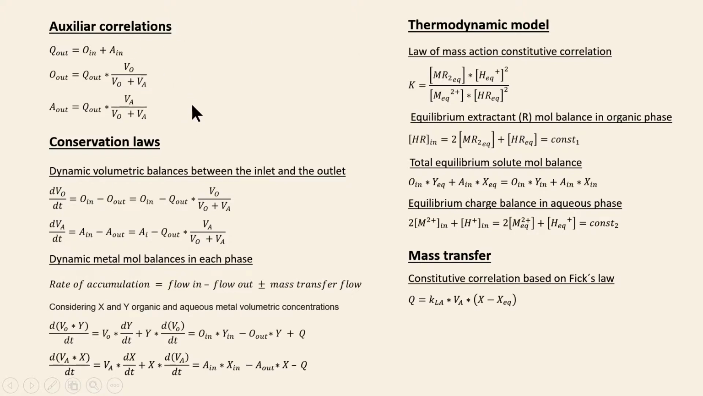These three auxiliary correlations determine outlet flow rates. Volumes are calculated applying volumetric balance between the inlet and the outlet. Metal concentrations are obtained applying mole balances to each phase. The thermodynamic model consists of the law of mass action of the reaction that gives the nonlinear character of the system, two mole balances, and a charge balance. The driving force for the reaction is the chemical potential gradient. Finally, the mass transfer is based on Fick's law, being in this case the concentration gradient the driving force. For the multi-component case, the same correlations are applied for the second metal.